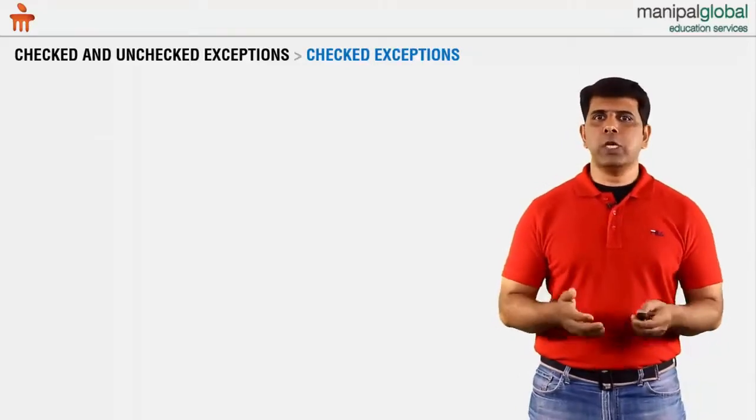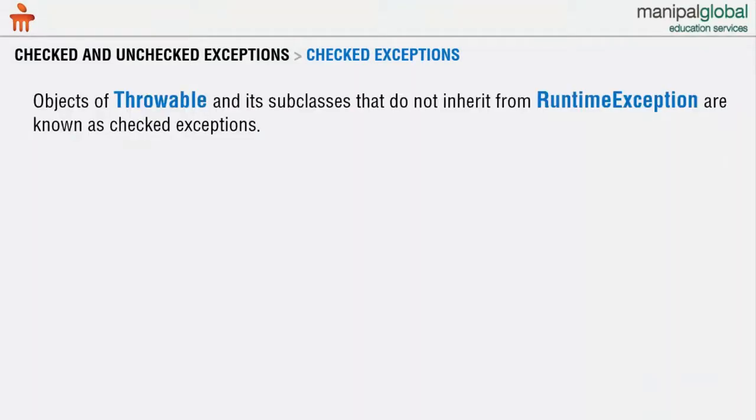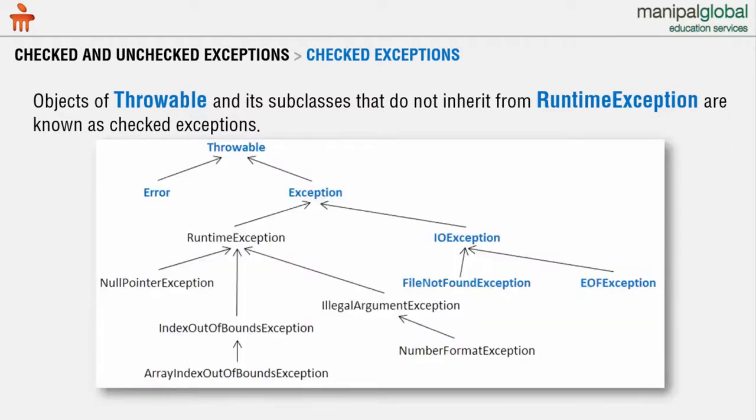Now let's look at checked exceptions. Checked exceptions are objects of Throwable classes and its subclasses, excluding the runtime exceptions. So here is a picture that might tell you in a better way. As you can see, if you exclude the runtime exception and its subclasses, the rest are all checked exceptions. So whether an error was thrown, a Throwable was thrown, Exception was thrown, IOException was thrown, your compiler is going to force you to put a try-catch block.